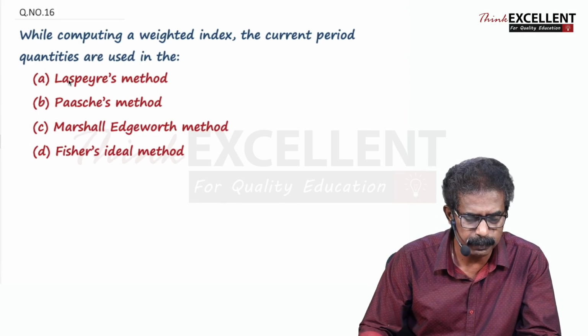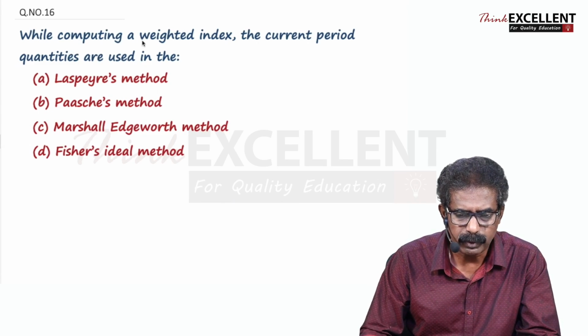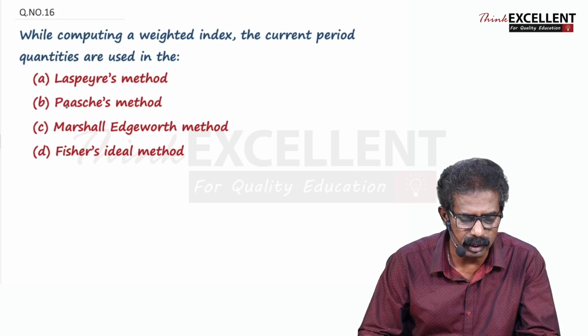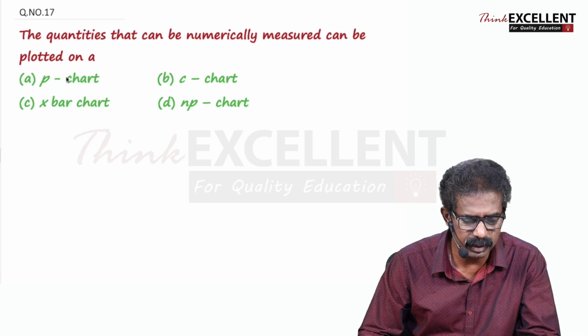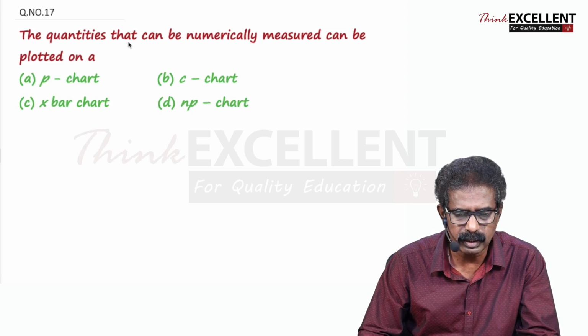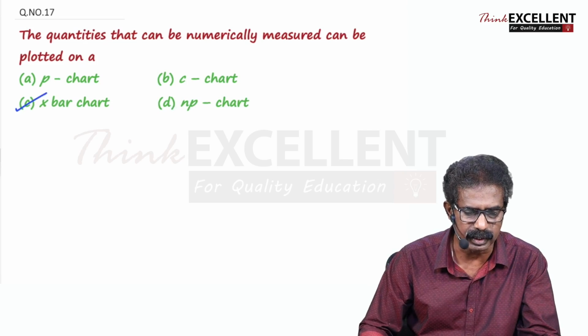Question number 16. While computing a weighted index, the current period quantities are used in Paasche's method. Now, question number 17. The quantities that can be numerically measured can be plotted on a P chart, C chart, X bar chart, NP chart. X bar chart is the correct answer.